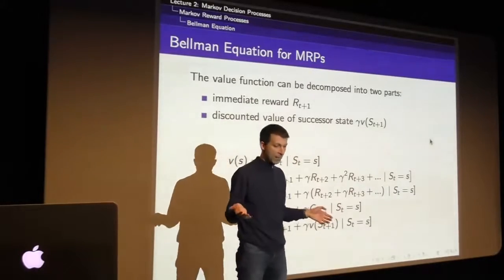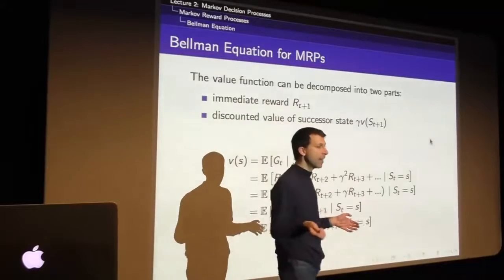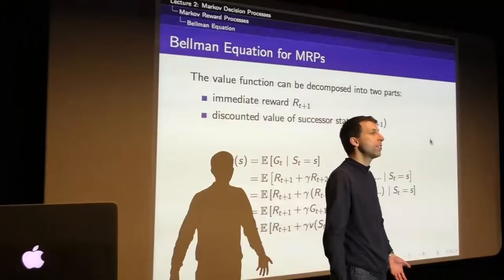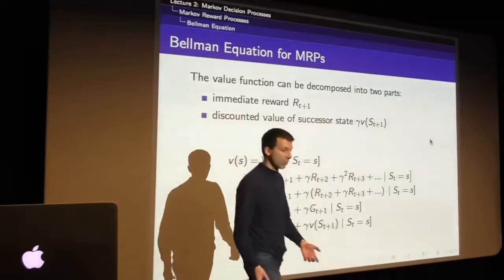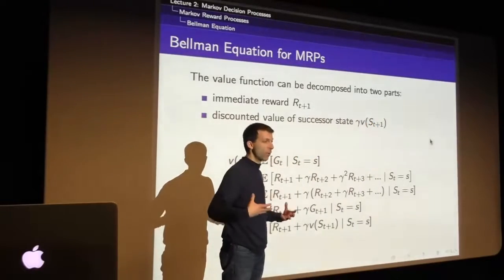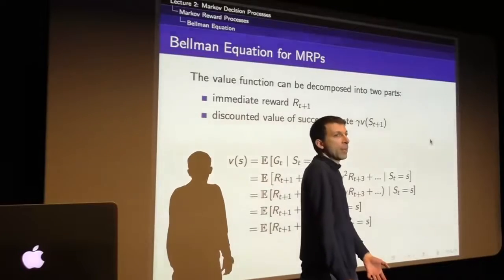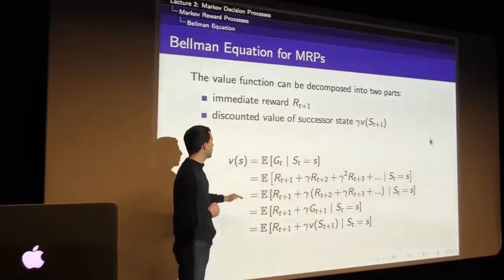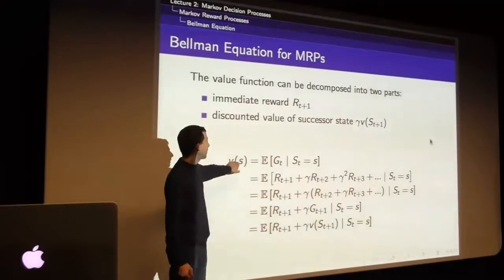If I'm a robot, I might get an immediate reward of like plus 10, but then I end up in this new state, and the question is, how good is it to be in this new state? So the overall value function of being here is my 10 points of immediate reward plus the value of where I ended up. And that's what the Bellman equation tells me. Formally, if we just step through this, it's very straightforward. So this is our value function.